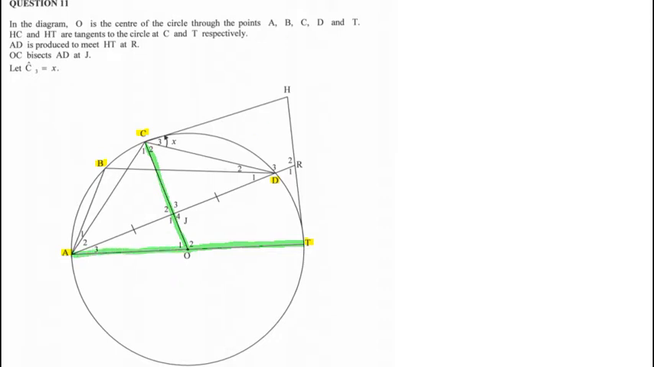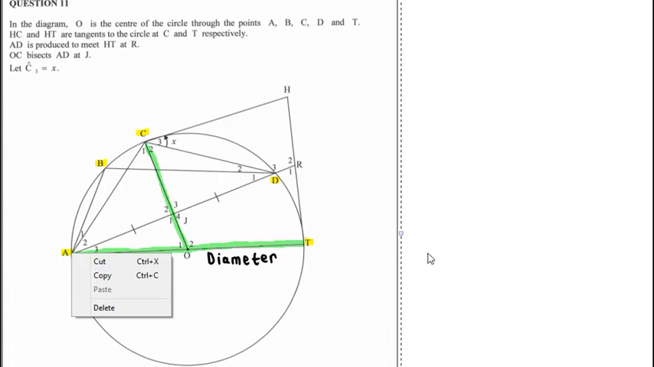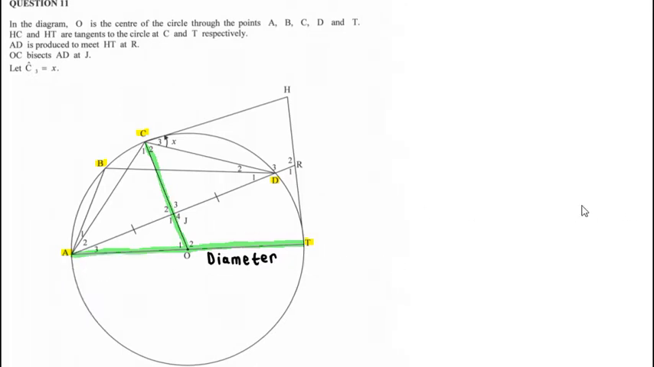You also get to see that in this diagram, this line segment AT is actually the diameter. And why do we say that AT is the diameter? Well, because it's made up of two radii for one, or by definition, the diameter is the chord of a circle that passes through the center. That is just by definition. Cool, so now let's see what else they say.